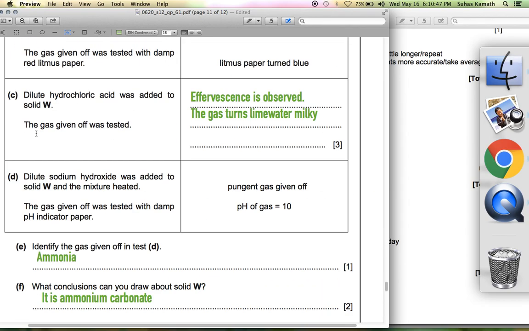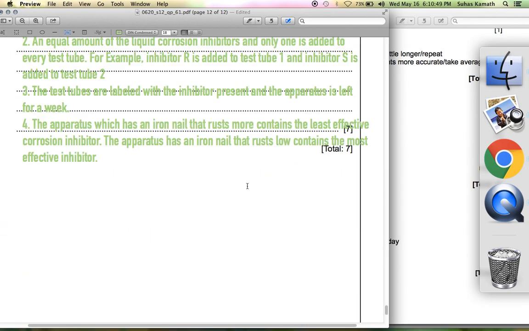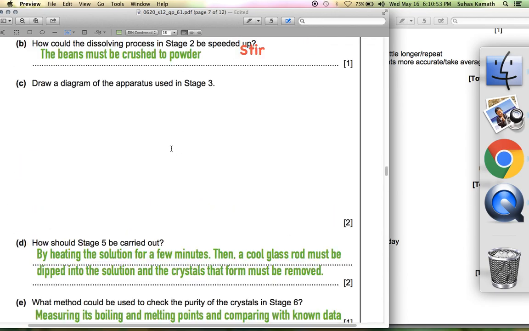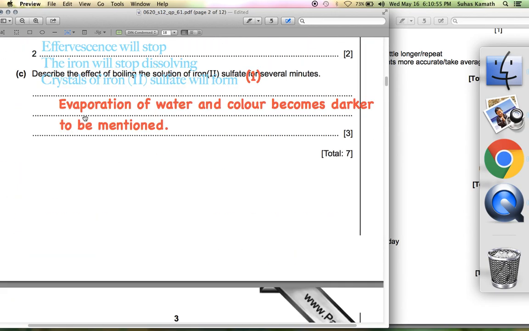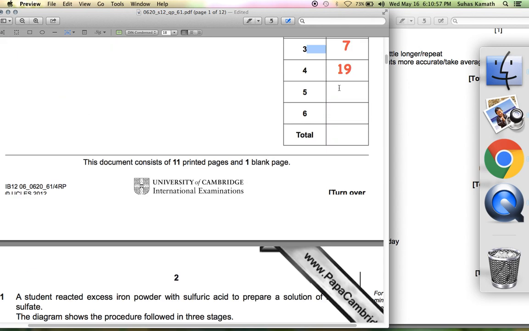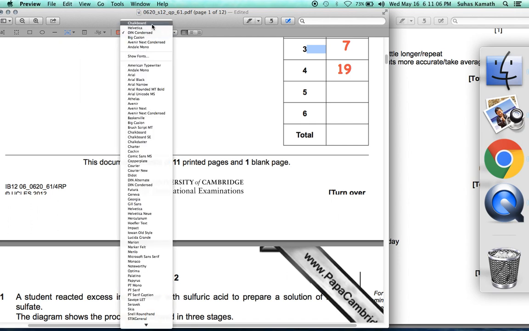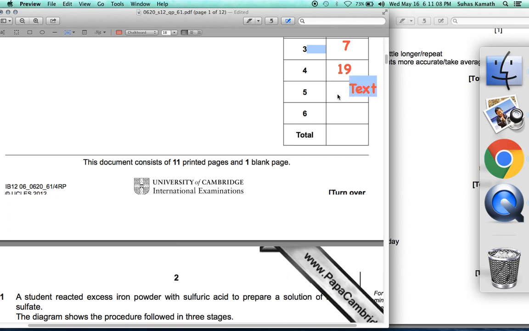So I've got a total of 6 marks here and another 7 marks here. So I'll go to the top page and then put 6 and 7 respectively. Let me change this. Red chalkboard. 6, 7.